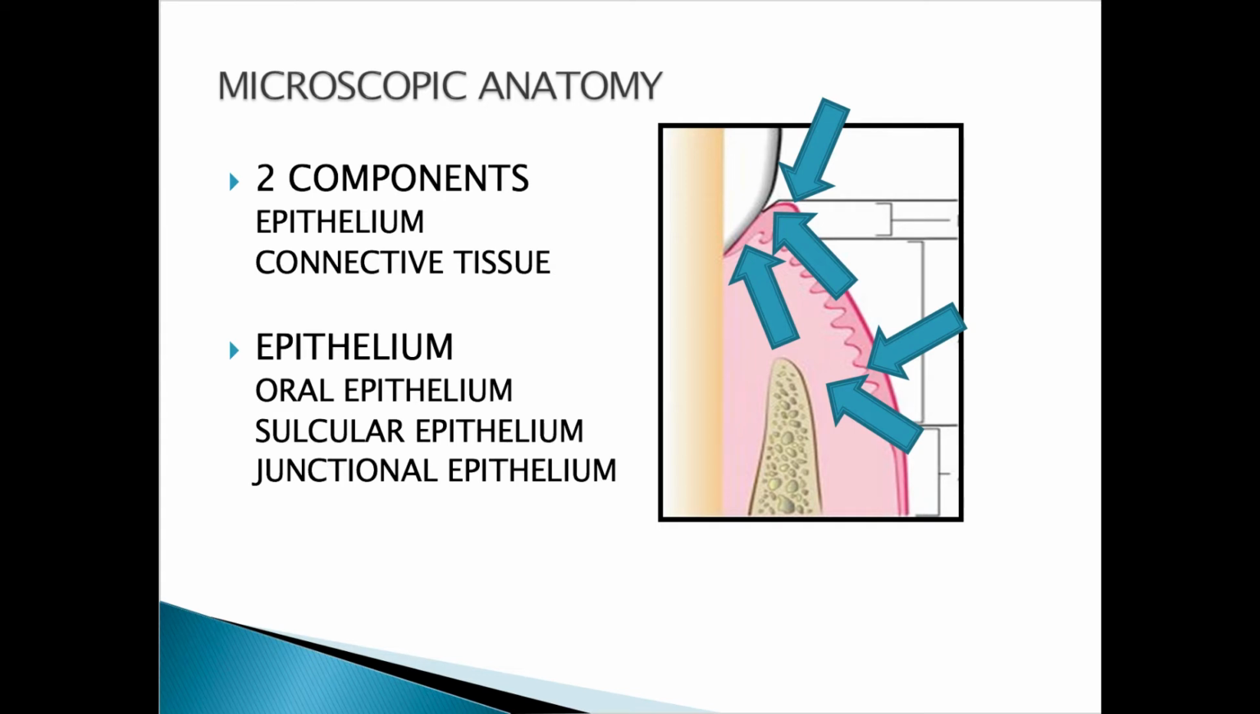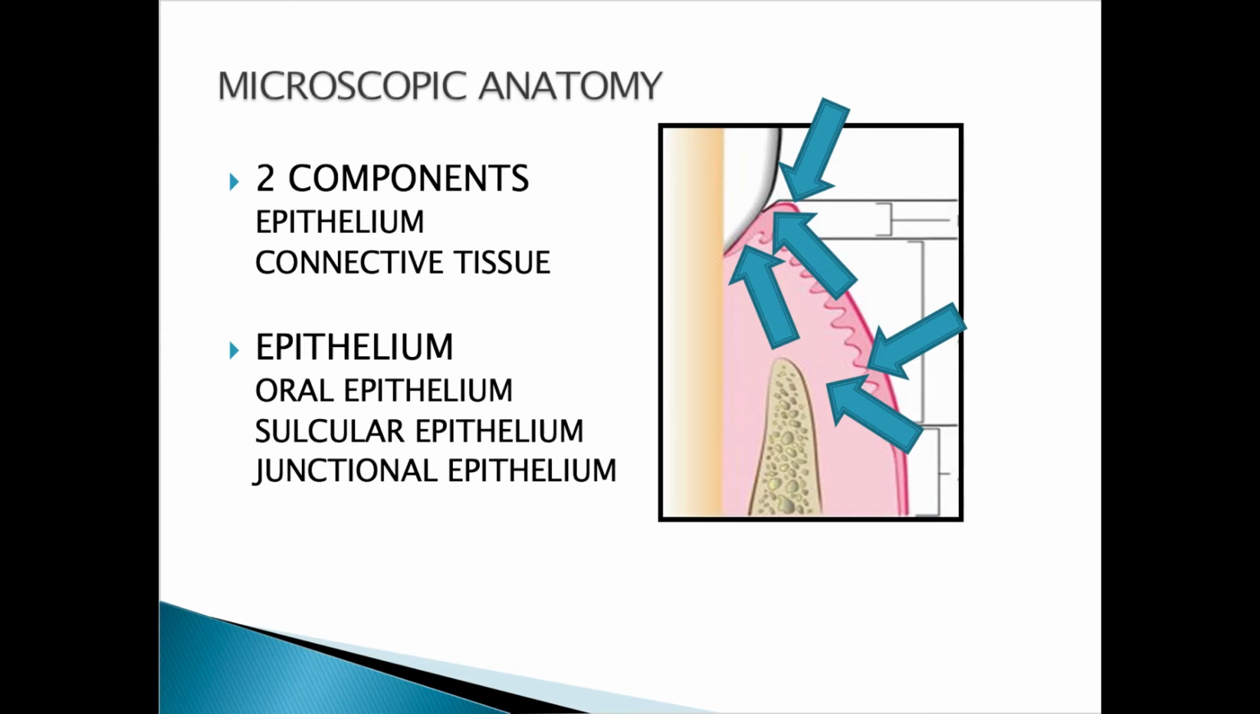The sulcular epithelium lines the gingival sulcus and is a thin, non-keratinized, stratified squamous epithelium without rete pegs, and it extends from the coronal limit of the junctional epithelium to the crest of the gingival margin. The junctional epithelium is a fine, band-like type of structure which forms a collar around each tooth. It is composed of stratified squamous non-keratinizing epithelium.